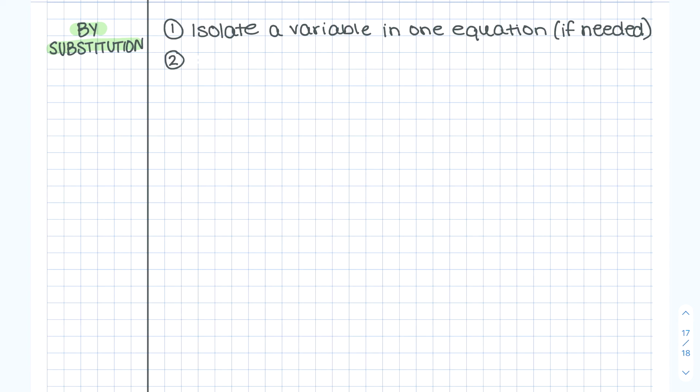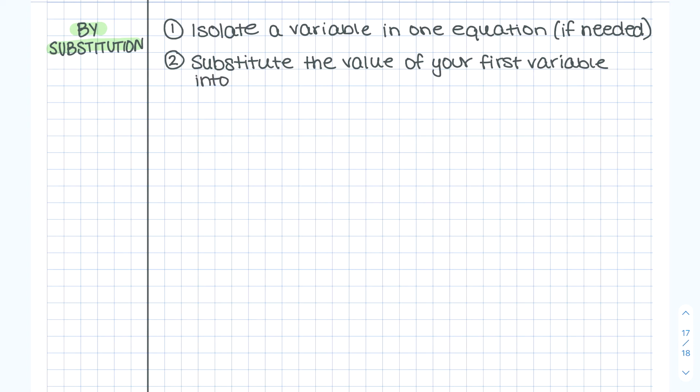And then we can say substitute the value of your first variable into the other equation. Sounds crazy, but when we do the math, it might be easier. Okay, substitute the value of your first variable into the other equation.